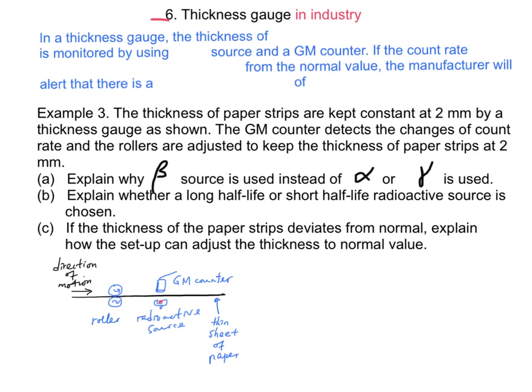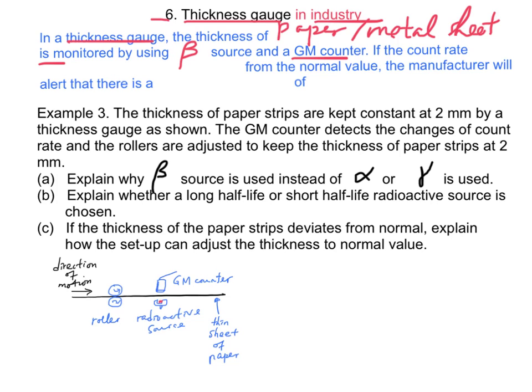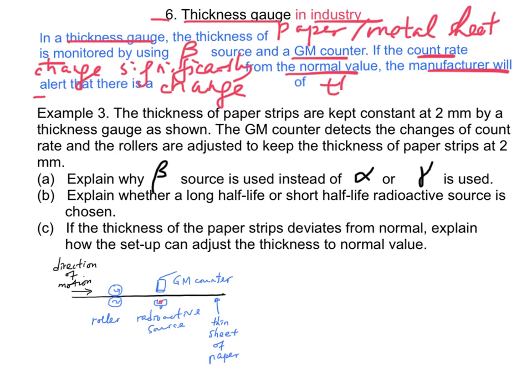Another example is thickness gauge in industry. In a thickness gauge, the thickness of paper or metal sheet is monitored by using beta source and a GM counter. If the count rate changes significantly from the normal value, the manufacturer will be alerted that there is a change of thickness.